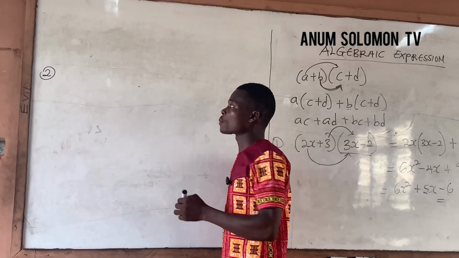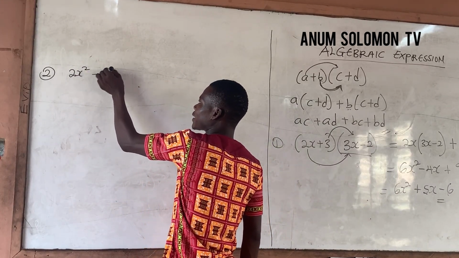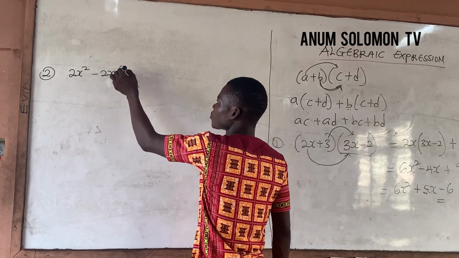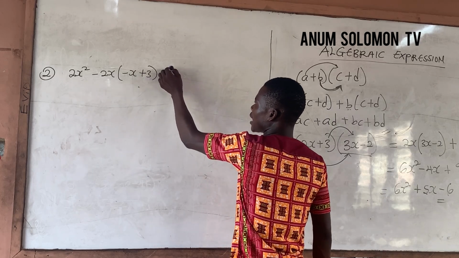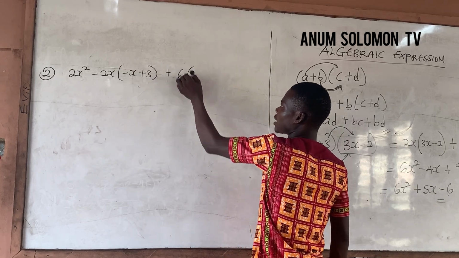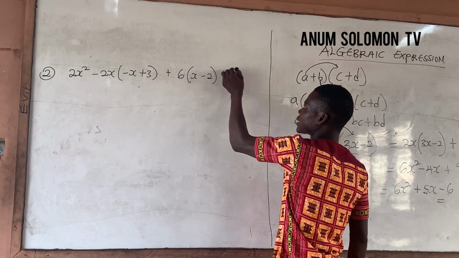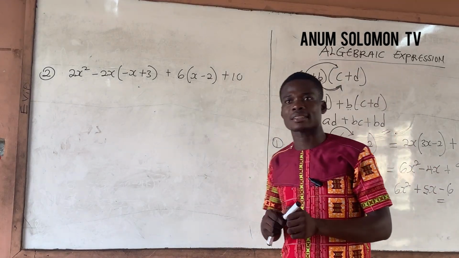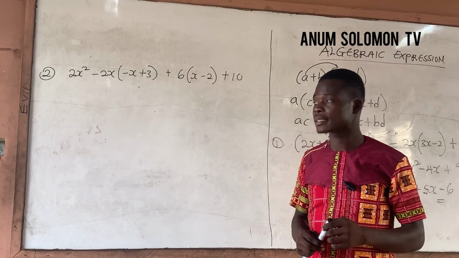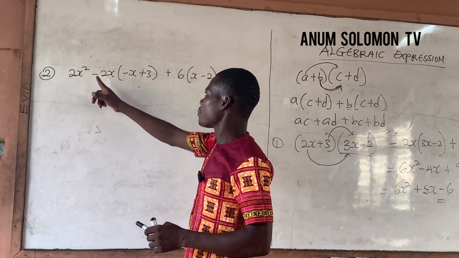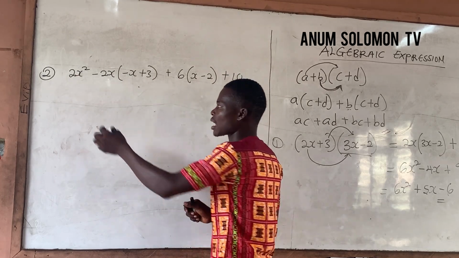In example 2, we have 2x squared minus 2x bracket minus x plus 3, plus 6 bracket x minus 2 plus 10. We have to take our time and expand or simplify this bracket. Now we see that the minus here is separating this term from this term. So now let's write our 2x squared here.